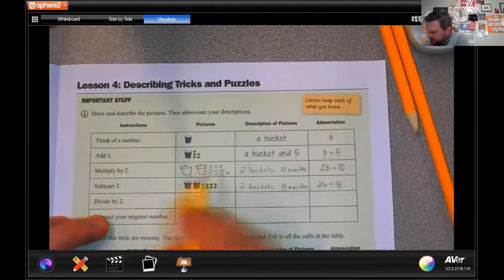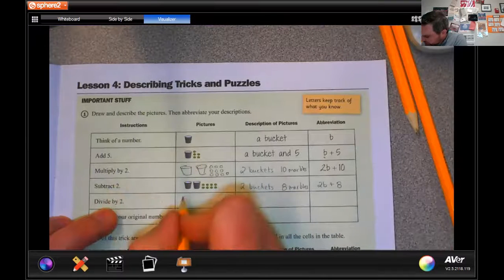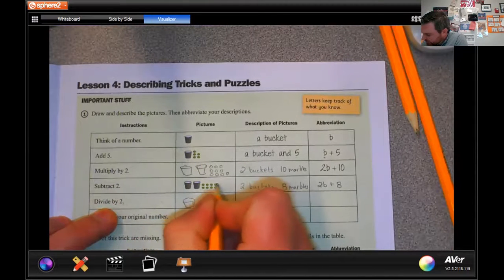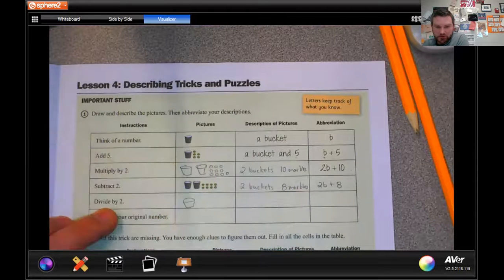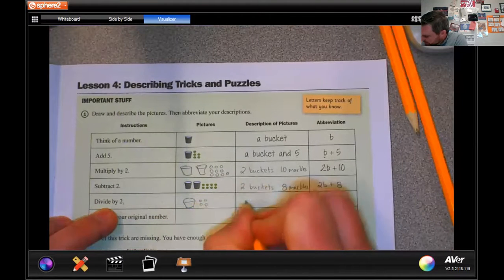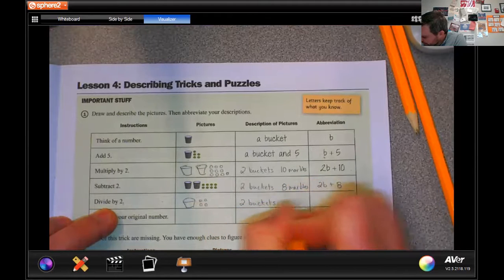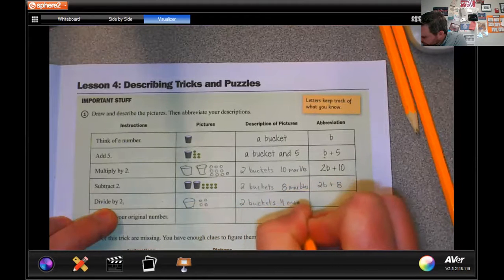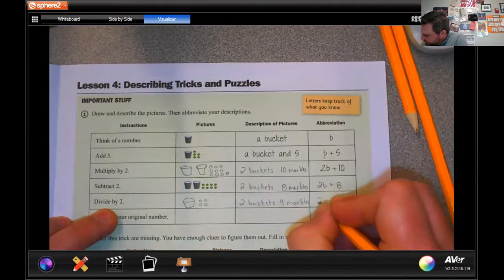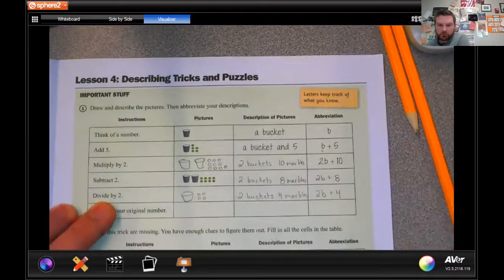All right. Divide by 2. So if I take 2 buckets and I divide it by 2, I then have 1 bucket. If I have 8 marbles and I divide 8 by 2, that is 4 marbles. So I have 2 buckets, 4 marbles. So then I have 2 buckets plus 4. So I got 4 marbles there.